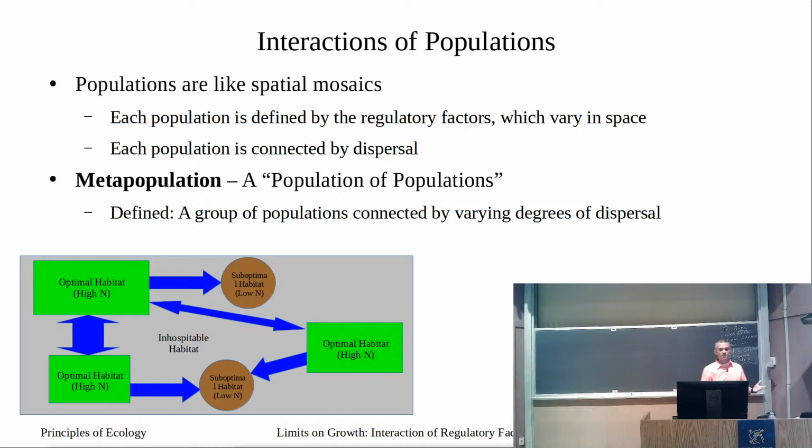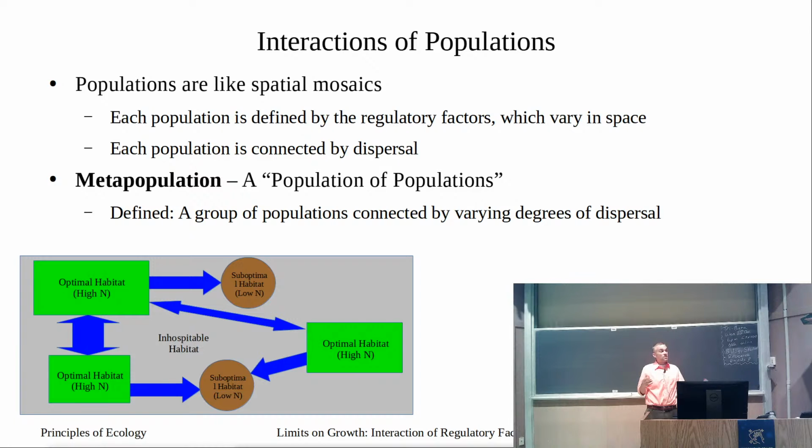All right? It's a group of populations that are connected by varying degrees of dispersal. And their interactions, their connections, is what's maintaining the entire metapopulation. It's maintaining the stability of our population.